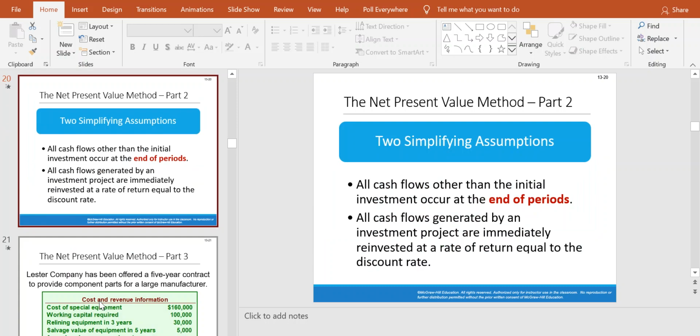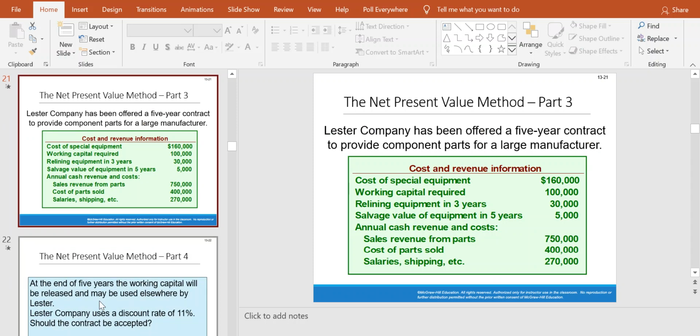Now, for our use of this, we're going to have these assumptions. First of all, cash flows other than the initial investment occur at the end of the period, and all cash flows generated by an investment project are immediately reinvested at a rate of return equal to the discount rate. So, with those things being said, let's take a look at this.